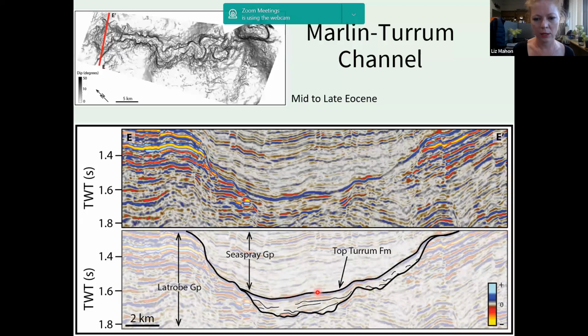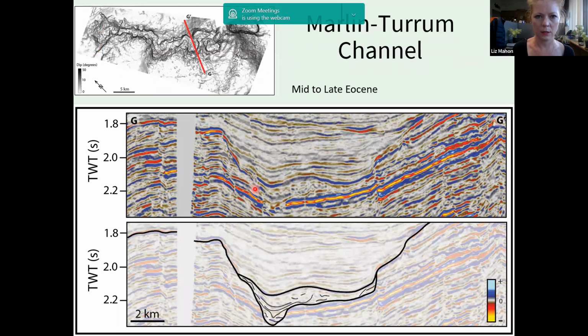So when the Turin formation stopped depositing, the rest of the canyon has been passively infilled with carbonate sediments, deep marine carbonate sediments of the sea spray group. But again, similar to the tuna channels, we see these erosive walls and a slightly lower amplitude seismic response. So if we step down the channel a bit, this is a line across one of those meanders, and we see erosive walls again, lower amplitude, kind of chaotic seismic fill, as evidence of multiple events, multiple incision and infilling events.